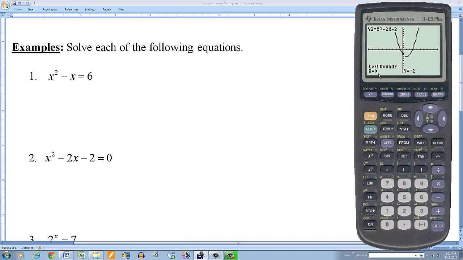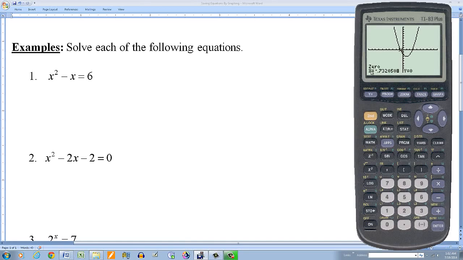Okay, so notice here on the left corner at the bottom here, it says left bound. So what I want to do is, when I put my little cursor, hit the arrow key here to the left of this bound and hit enter. Now look at what it reads now here at the left corner, right bound. So now let's move the cursor past that point of intersection just a little bit and then hit enter. And then it asks for a guess. Here you can just ignore that and just hit enter again.